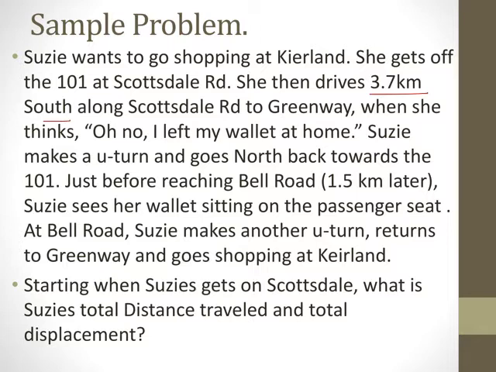So Susie makes a U-turn and goes north back towards the 101. But just before she reaches Bell Road, which is 1.5 kilometers later, she sees her wallet sitting on the passenger seat. So at Bell Road, she makes another U-turn and returns to Greenway and goes shopping at Caroland. Starting when Susie gets on Scottsdale, what is Susie's total distance traveled and total displacement? I apologize for my grammatical errors there.